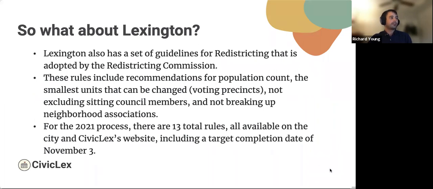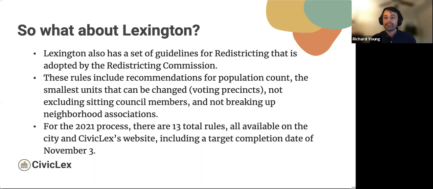So what about Lexington? Let's talk a little bit more about Lexington. Lexington also has a set of guidelines for redistricting that is adopted by the Redistricting Commission. These rules include recommendations for population count, the smallest units that could be changed. So in Lexington's case, that is voting precincts.